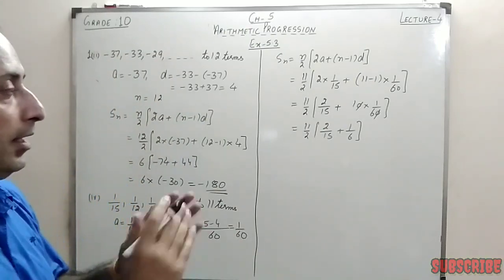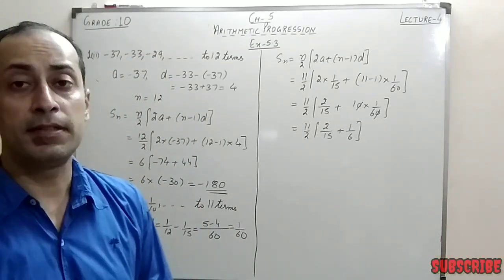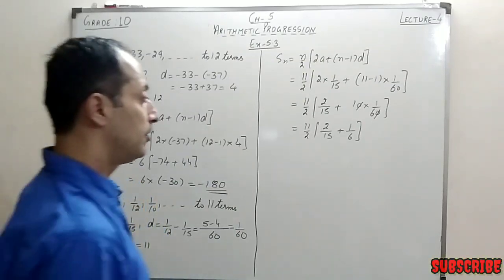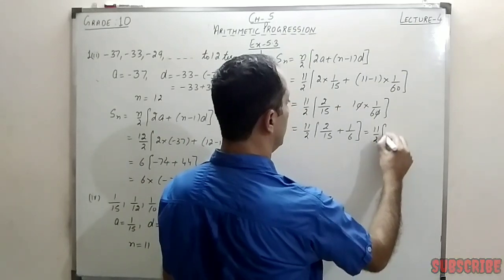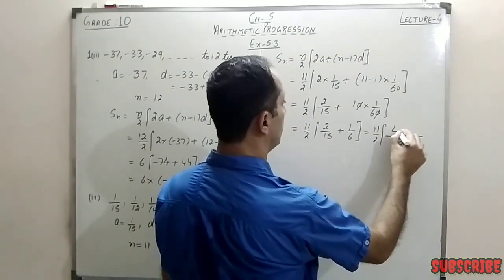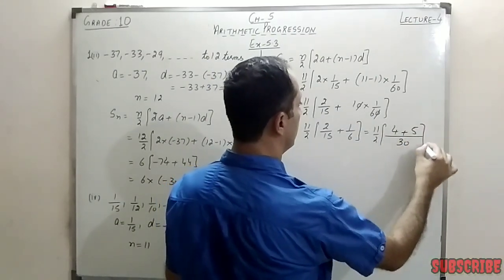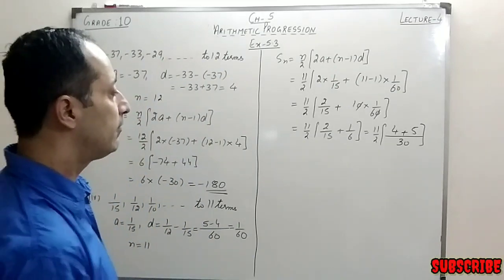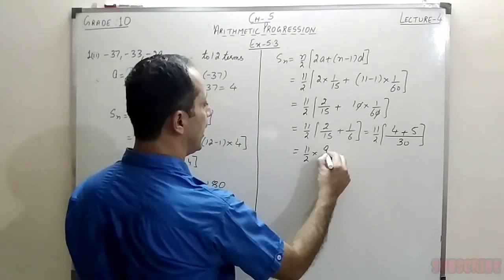Again, see here, whenever you solve this kind of thing, always simplify the bracket first, right? So in the bracket, I have to find the LCM. This is 11 by 2, LCM would be 30. So this is 4 plus, it becomes 5, right? So 4 plus 5, it will be 9. So this is 11 by 2 into 9 by 30.